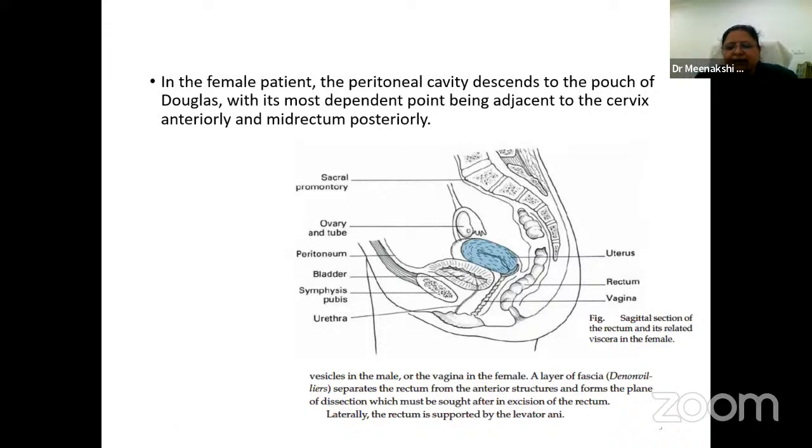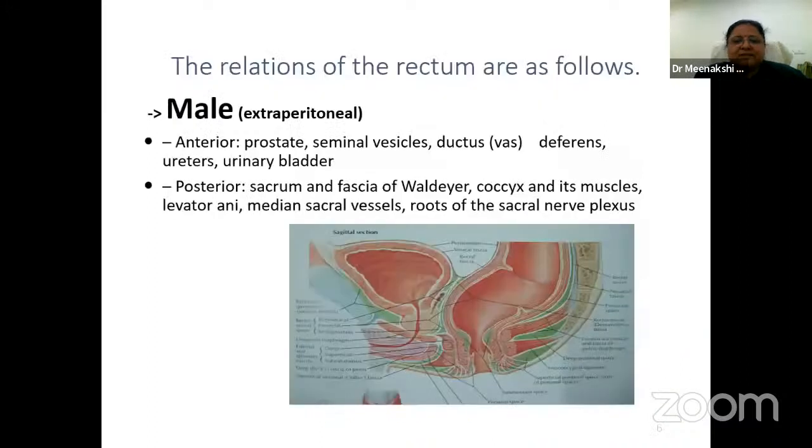This layer of Denonvilliers' fascia separates the rectum from the anterior structures and forms the plane of dissection which must be sought in the excision of the rectum, or when we deal with surgeries of the rectum. And laterally, the rectum is all the time supported by the levator ani muscles.